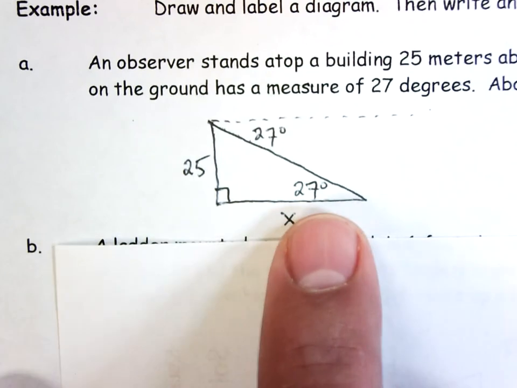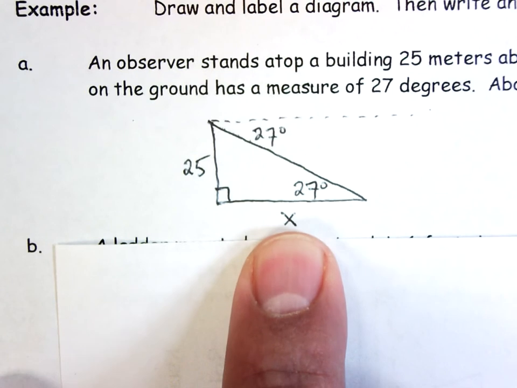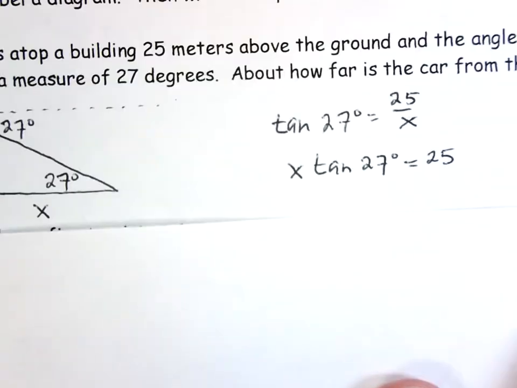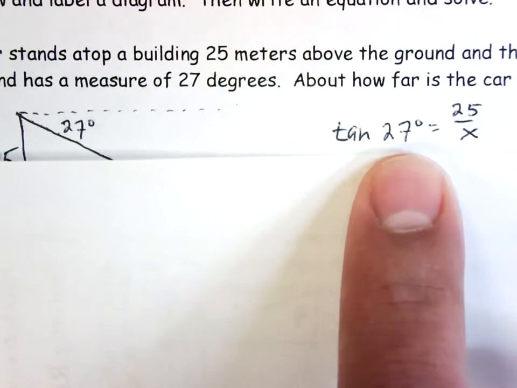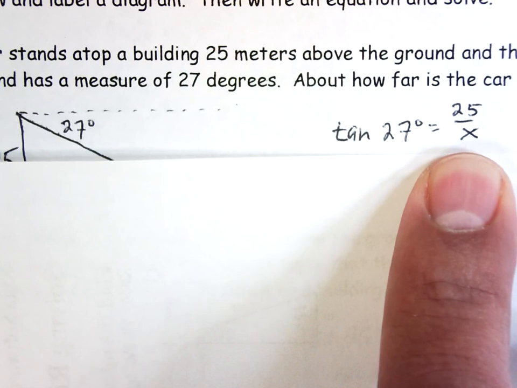So now I've got a little triangle, that's 27 degrees. I know this side and I want this side. So what trig function is that going to be? When I know the opposite and I want the adjacent, that's just going to be tan. So my equation is tan 27 equals the opposite side, which was 25, over the adjacent side, which was x.